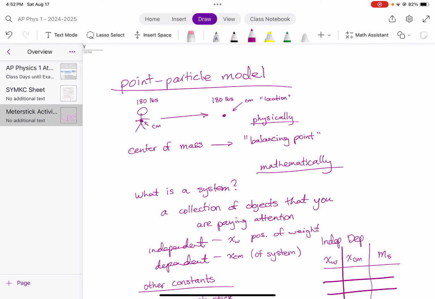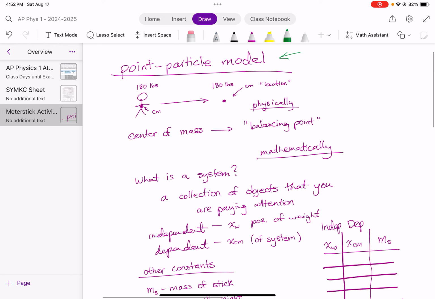So we're focusing on the point particle model, where we treat every single object as a point in space that has an assigned mass just to that singular point, even though we know in reality that the object is a lot more complicated than that, right? So we're going to say that the center of mass of each object is its location. I have a center of mass, the meter stick has a center of mass. That is where the location, quote unquote, is.